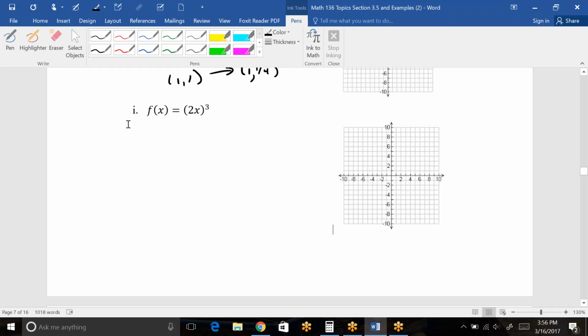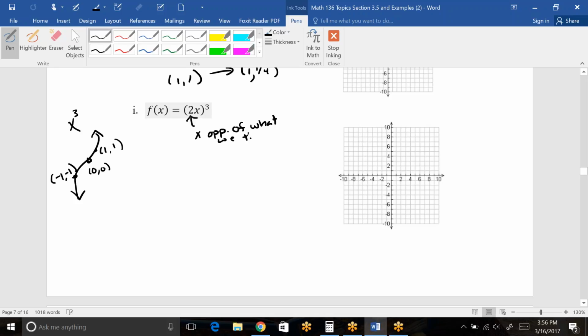And then what happens if the number's inside? So notice this is the x cubed shape because of the cube on the outside. 0, 0, 1, 1. That's a horrible ordered pair. 1, 1. And negative 1, negative 1. That's x cubed. When it's inside, it happens to x. And remember, anything that happens to x is opposite of what we think. So instead of multiplying by 2, we do the reciprocal. We are going to take half of x.